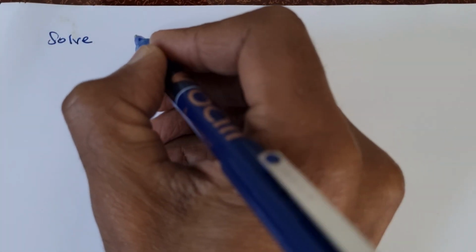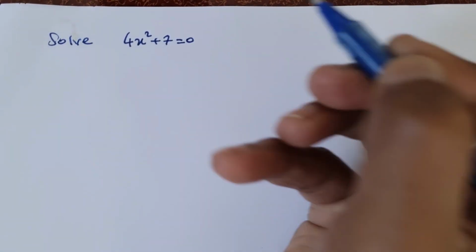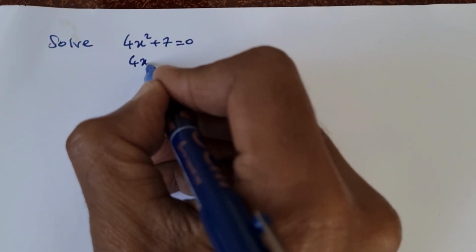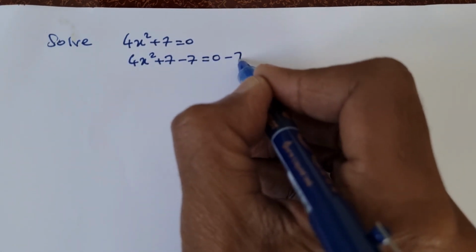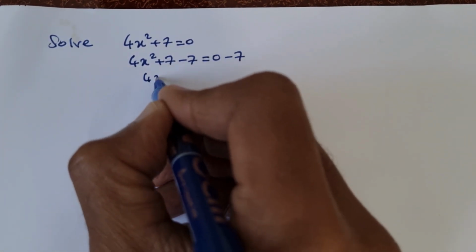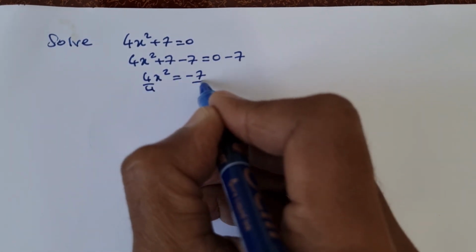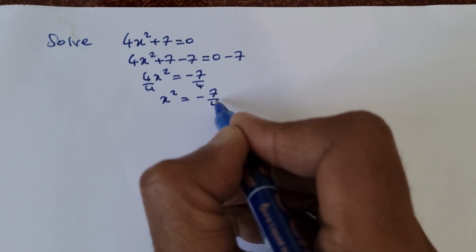Now, suppose I were to solve an equation that involved complex numbers, let's say 4x squared plus 7 is equal to 0. So let's see how we're going to do this. We're going to proceed as normal. 4x squared plus 7 minus 7 is equal to 0. Take away 7. So we've got 4x squared is equal to negative 7. Divide both sides by 4. You end up with x squared is equal to negative 7 over 4.